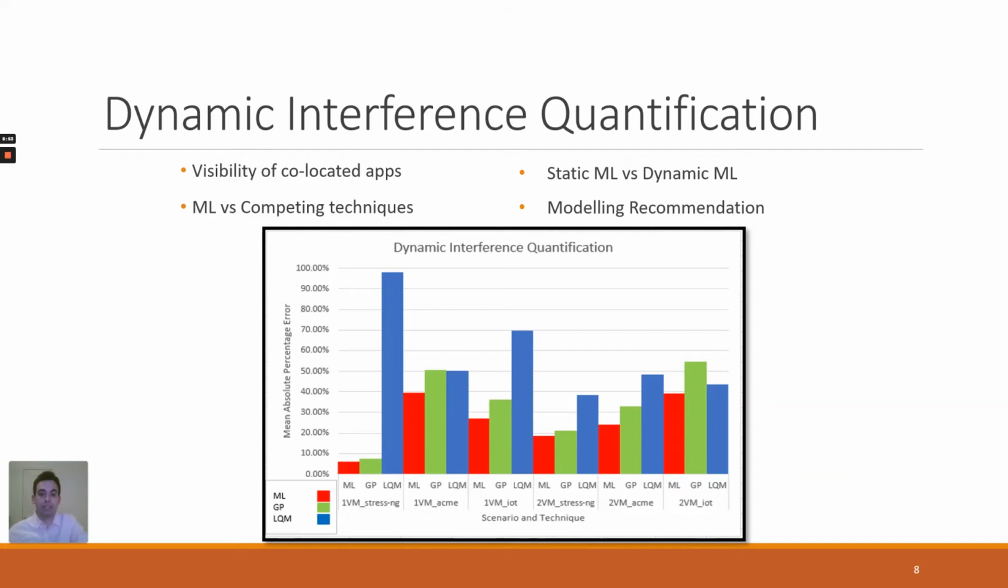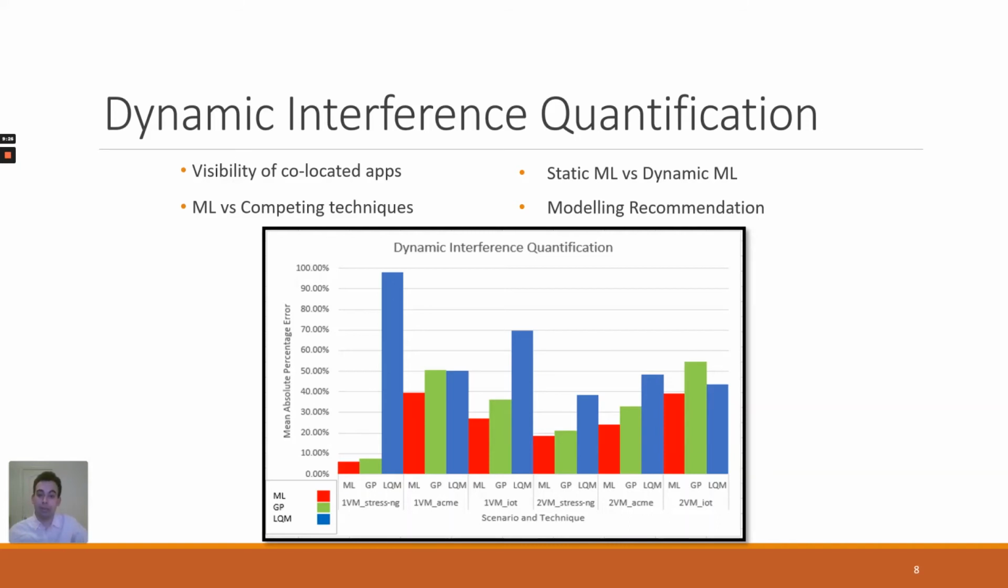We further conducted a comparative analysis between the static and dynamic ML techniques for performance interference modeling. It's particularly noteworthy that the static ML technique outperforms its counterpart dynamic ML technique. However, the success and applicability of static techniques is limited to scenarios where the application owner knows what interfering application may be co-located with the target application.